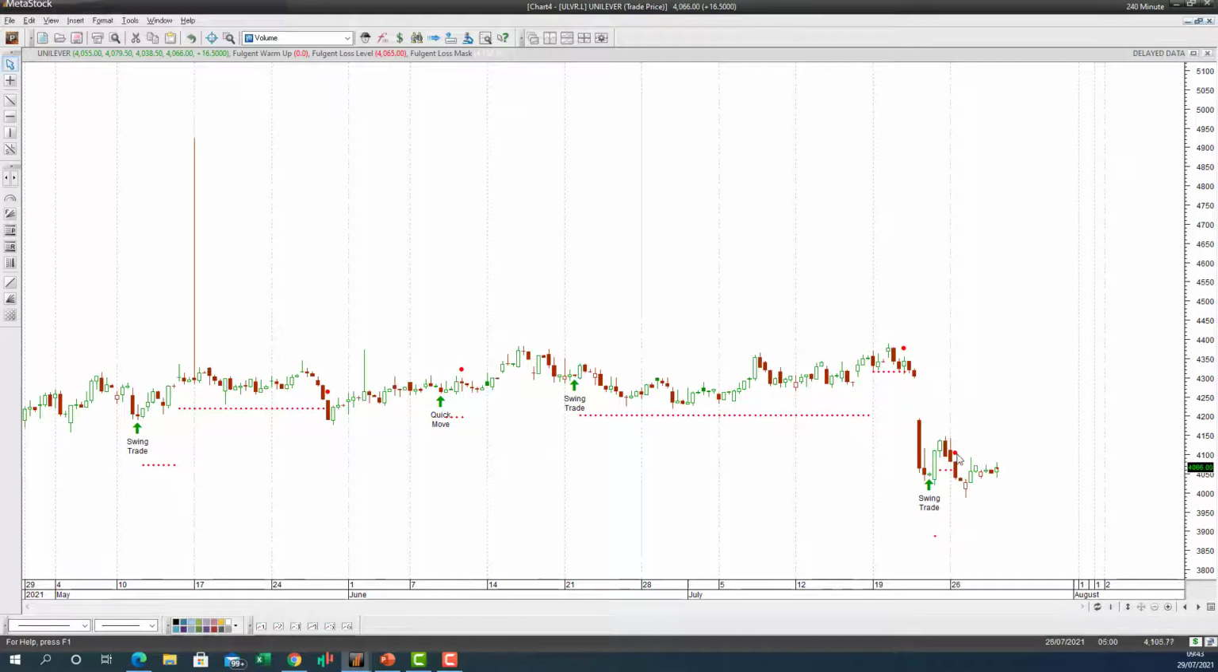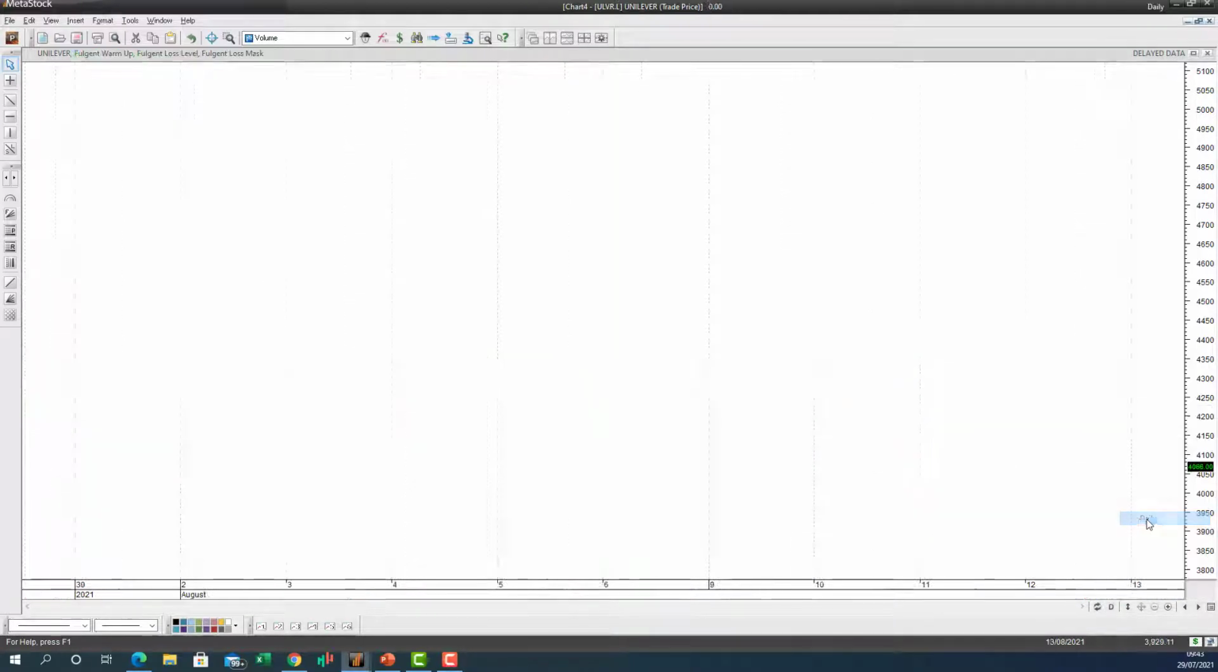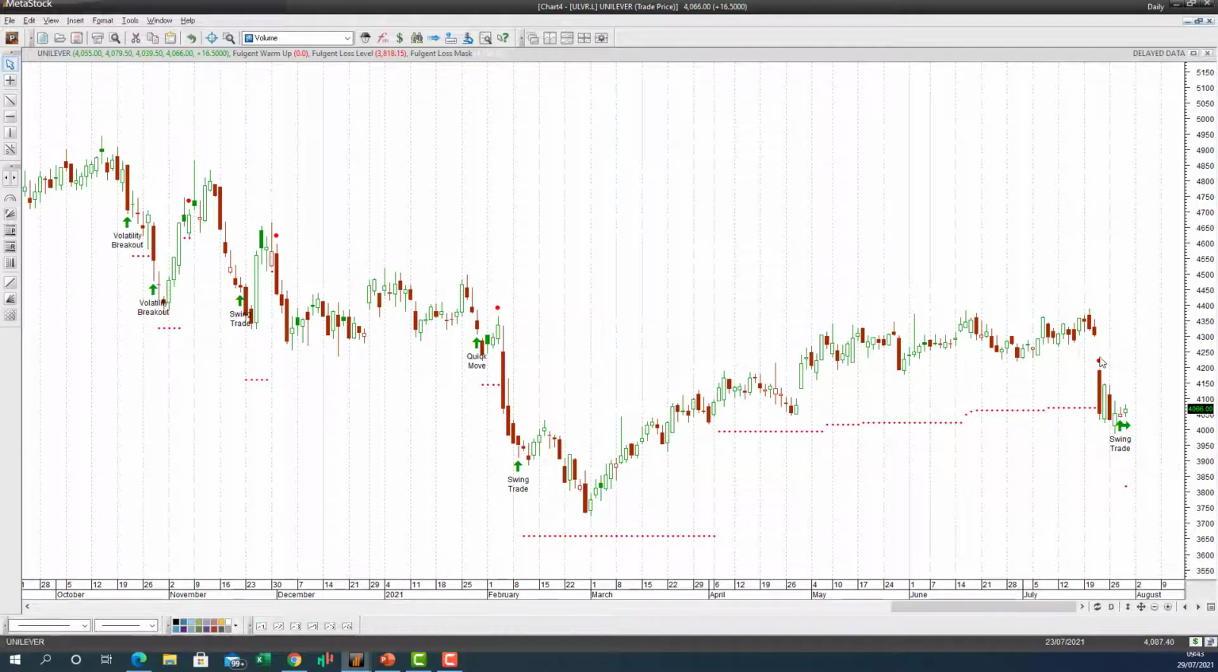So you can see you've got a swing trade position there. It'll be interesting to see how this one pans out. We've got an end of day upside target at these old resistance levels here. That would be the upside resistance target for the current swing trade.